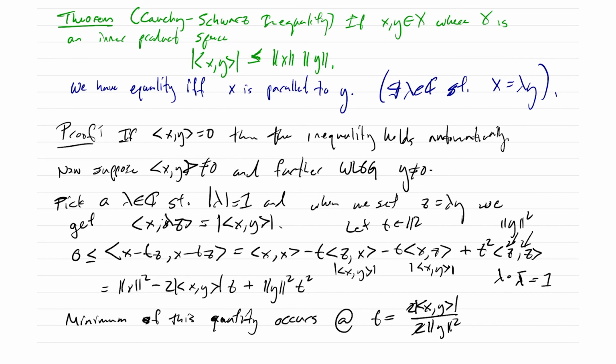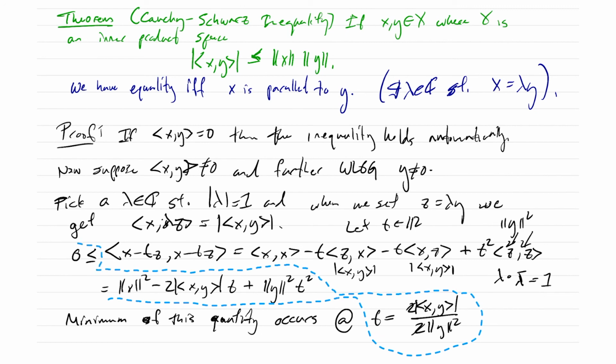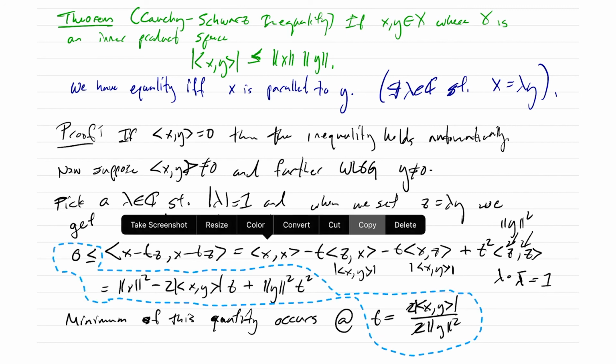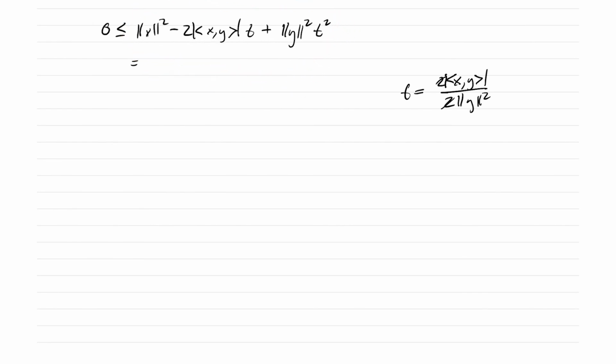So what do we get when we plug this in? I'll save myself a little bit of writing. So we have this expression. Plug this in, copy, bring it over, paste. And now let's do some rearranging. So this is where we set t equal to the minimum point. And when you put t in there like that, what do we get?